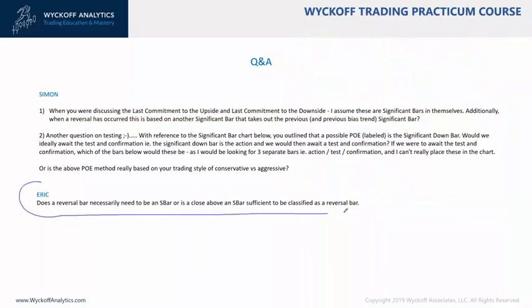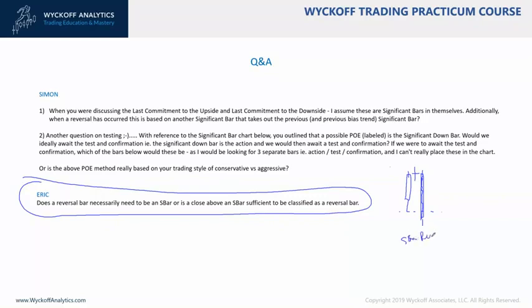I want to jump to Eric's question here right away. Eric is asking, does a reversal bar necessarily need to be a significant bar, or is it a close above a significant bar that is sufficient to be classified as a reversal bar? So we're discussing a situation where we have that last commitment to the upside, maybe some other bars, and then a big bar to the downside, a significant bar that commits below, right? So we see that commitment below this line. So this is our significant bar reversal.